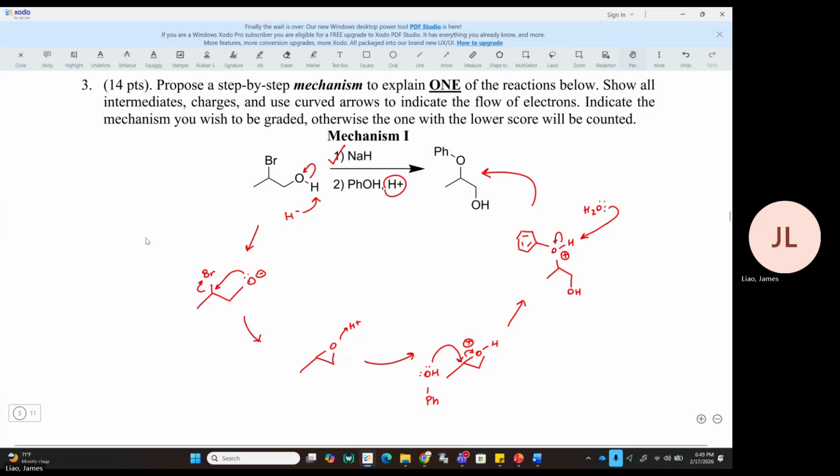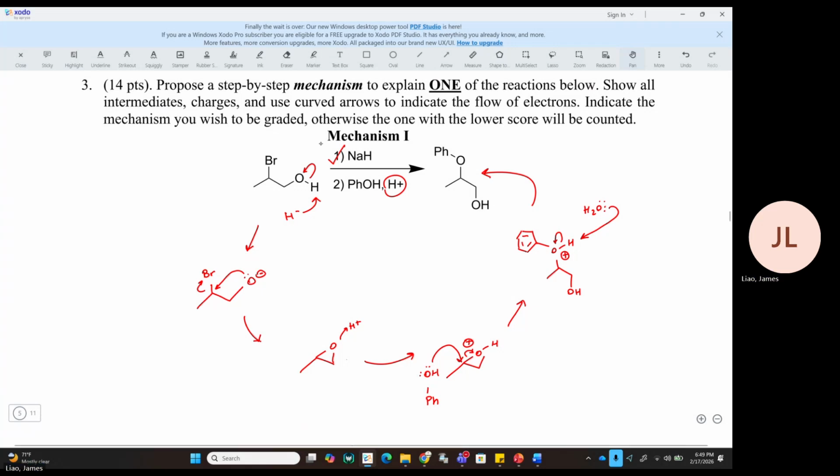Okay. Remember, H plus could be any form of acid. I just arbitrarily chose H3O plus and then turned it into H2O because we already used it over here. And then this is just a byproduct sitting around, and then it comes back to regenerate as a catalyst.